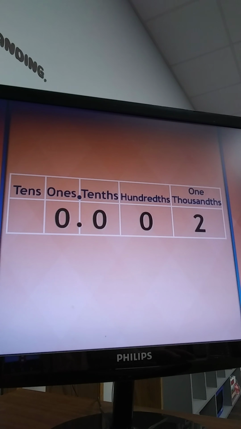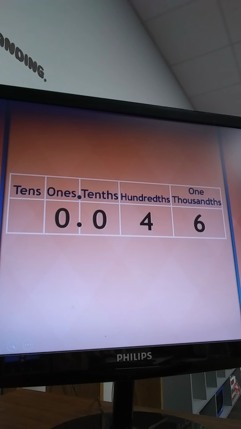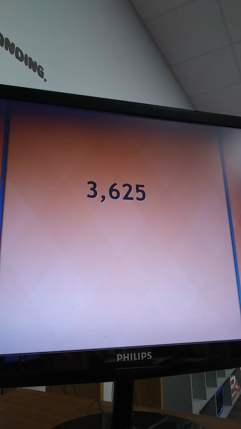Can you figure out this one? That's exactly right. It would be 2 over 1000. We have 3 decimal places. We have 3 zeros. That's correct. 46 over 1000. 611 thousandths.